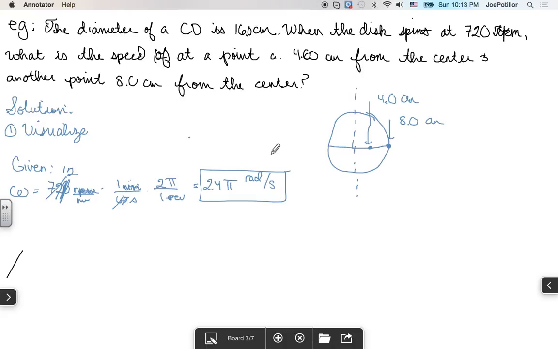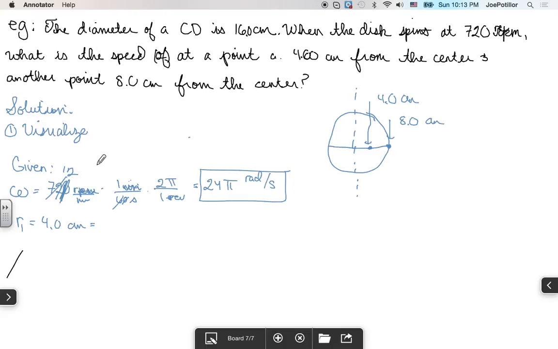Give you a hint. It's making 12 revolutions per second, so it's taking 24 pi radians per second. It's making 12 full circles. Now, we have the angular speed per second. We have radius 1, 4.0 centimeters, which we need to convert into meters, which we always do.